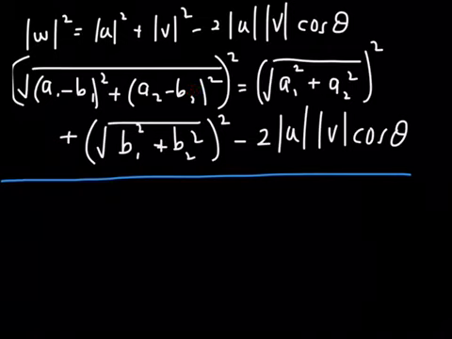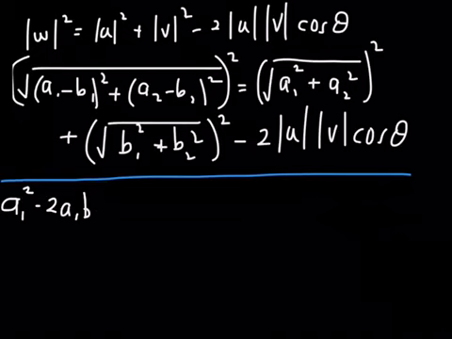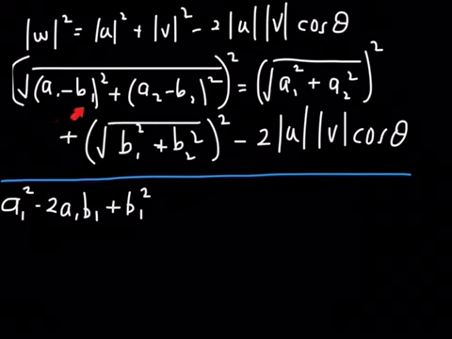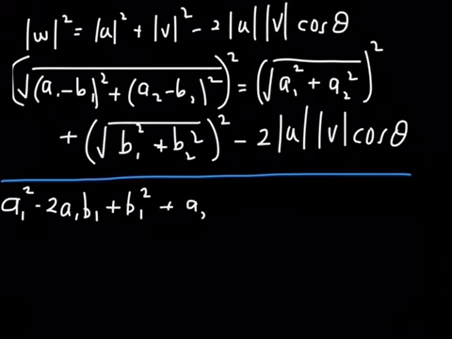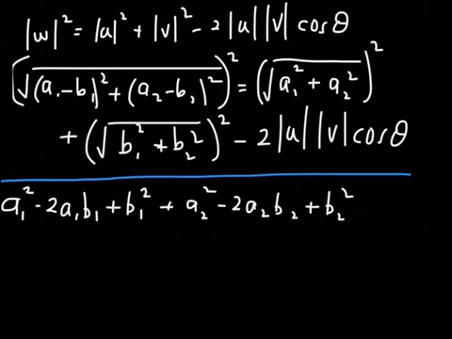So when I expand them, I get a sub 1 squared minus 2 times a sub 1 b sub 1 plus b sub 1 squared. Okay, that was expanding this binomial. Now I'll expand this binomial, which gives me a sub 2 squared minus 2 times a sub 2 b sub 2 plus b sub 2 squared. All right, all of that is just this part on the left-hand side.